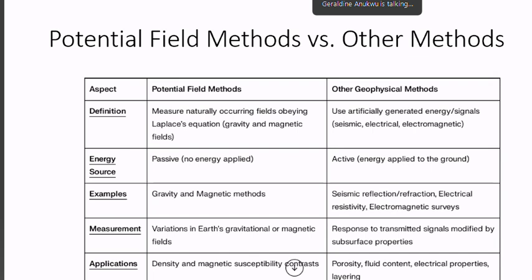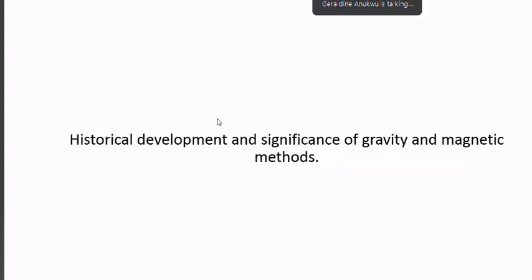So for us to effectively define the potential field methods, what I need you to say is very simple. The potential field methods measure naturally occurring fields, and they obey Laplace's equation. While other geophysical methods do not obey Laplace's equation, and most times they are artificially generated. Please take note of the caveat: not all other geophysical methods that are not potential fields are active. Just like I told you, we have ambient seismic methods. So you have to be very careful about that. I'll try to rephrase this in your notes so that you will not be confused.